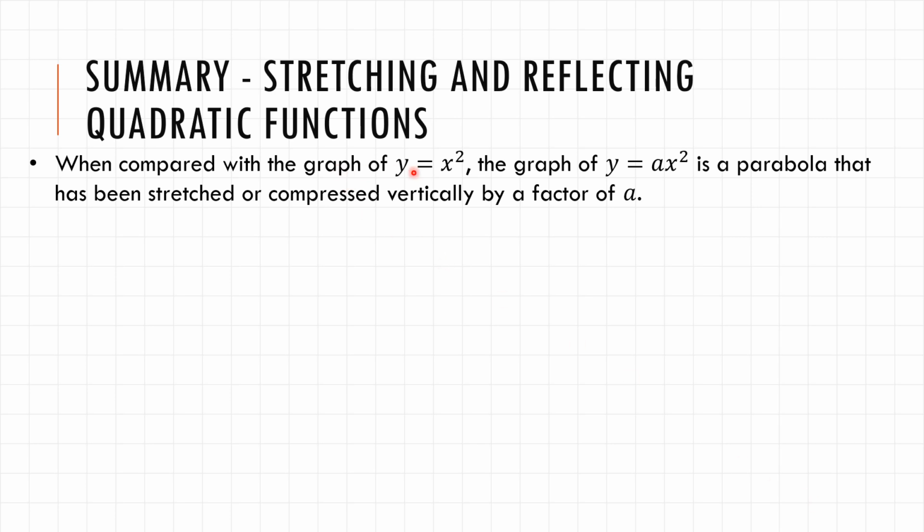When compared with the graph of y equals x squared, the graph of y equals a x squared is a parabola that has been stretched or compressed vertically, and this is how we use the verbiage here, stretched or compressed vertically by a factor of a. Factor because factor means you're multiplying, and of course this is a times x squared. So on a number line, I'm just going to put the value of a on the number line and let you know what it does depending on where it's placed.